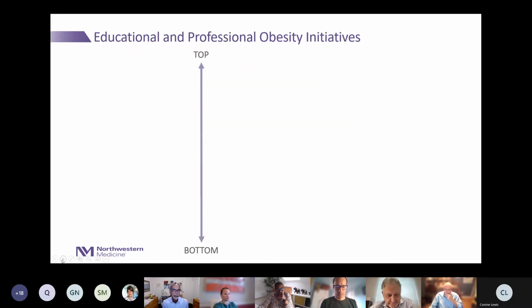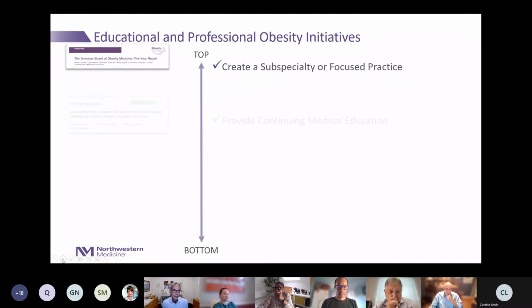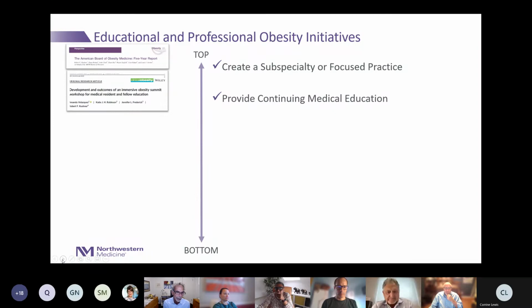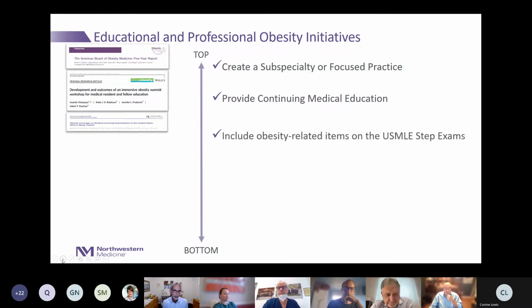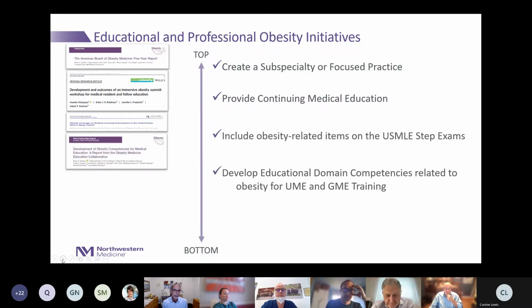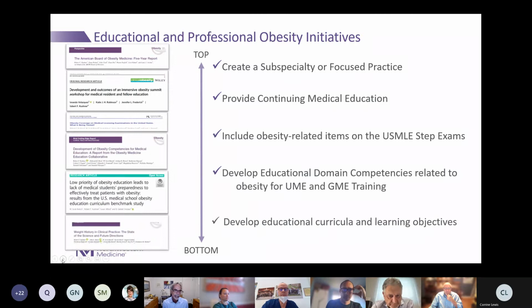When I think about education professional initiatives, I think about it from a top-down or bottom-up approach. Top-down, of course, is we created it and people come. Bottom-up, of course, is we wait for a groundswell before we take action. In obesity care, it was our feeling we need to start from the top. From the top is creating a subspecialty or focused practice.